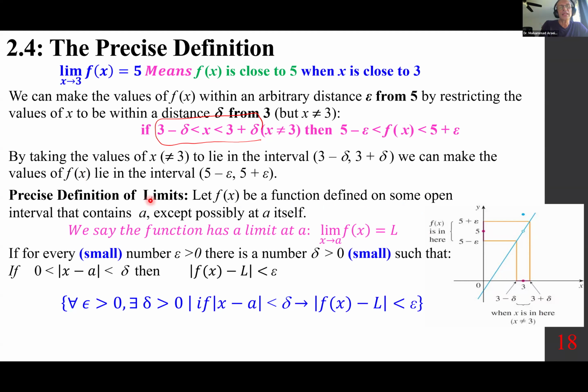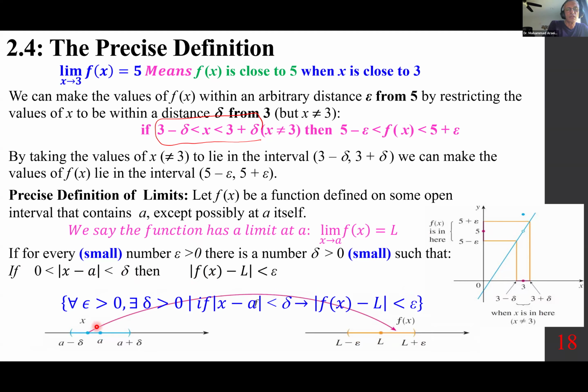Precise definition of limits. Let f of x be a function defined on some open interval that contains a, possibly except at a itself. We say the function has a limit at a, the limit of f of x as x approaches a equals L, if for every small number epsilon larger than 0, there's a number delta larger than 0, again both of them extremely small, such that if the absolute value of x minus a is between 0 and delta, that means positive in essence, then the absolute value of f of x minus L is less than epsilon.